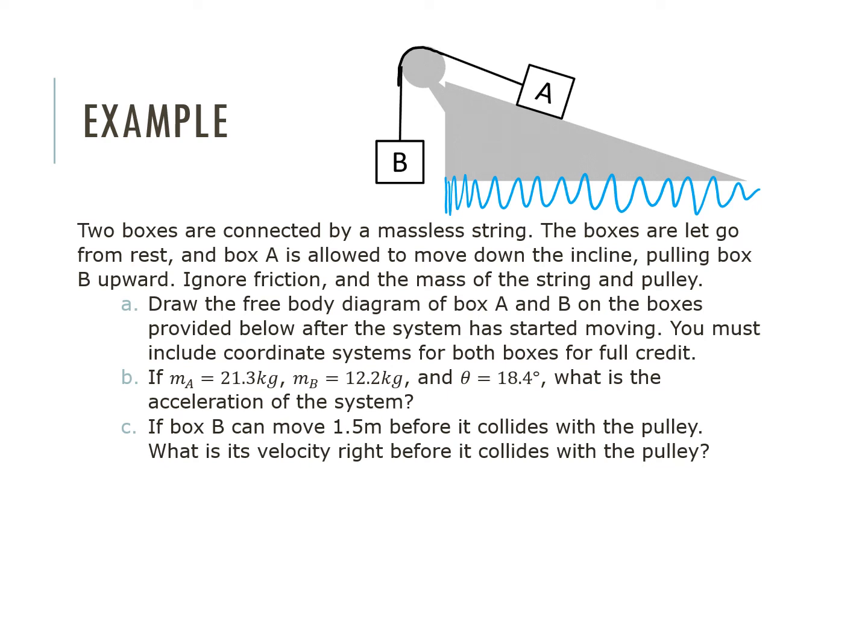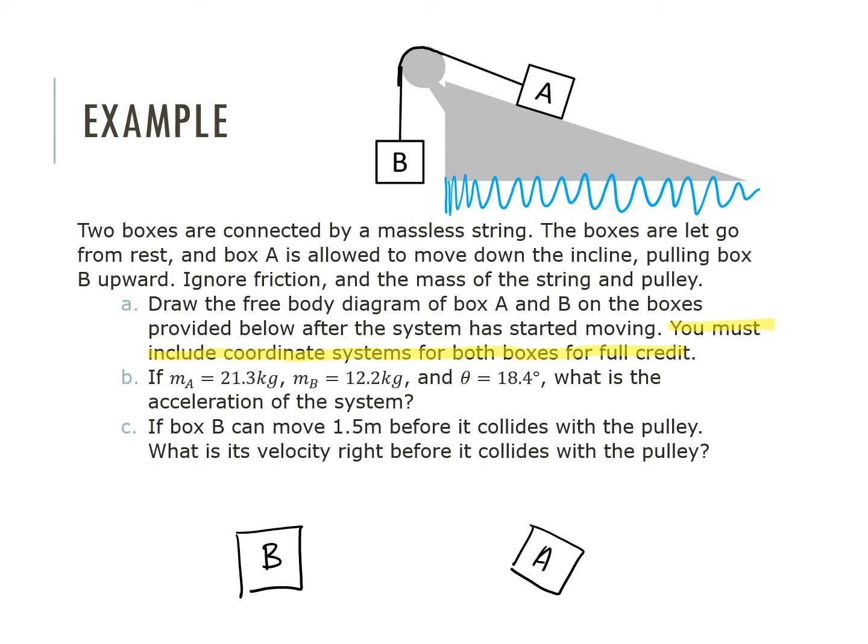So I don't really have a lot of space on here, but I'm going to do my best to try to draw both of these. You can see that I am including a very key sentence here that hopefully you will remember to do: you must include coordinate systems for both boxes for full credit. That means you need to draw both objects to have their own coordinate system. So I'm going to shove these on here just so we can make sure we're looking at the image correctly.